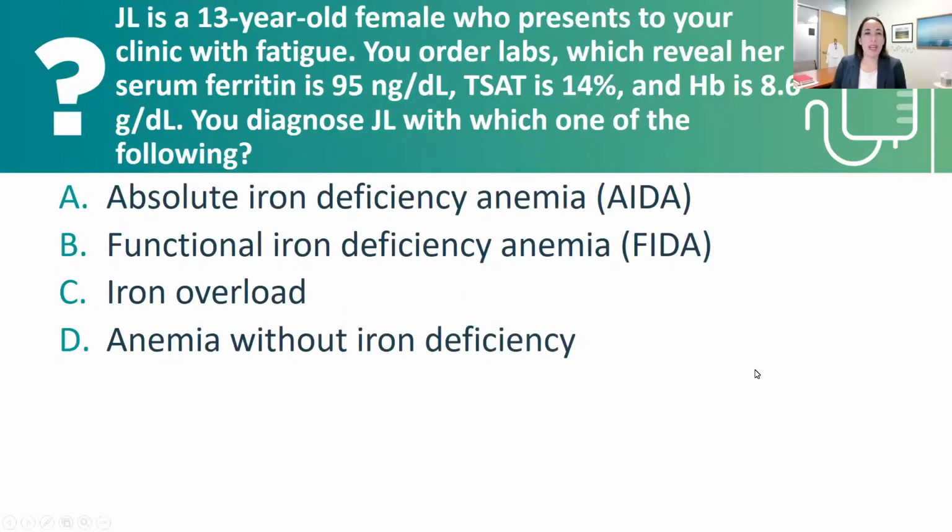Next question. JL is a 13-year-old female who presents to your clinic with fatigue. You order labs which reveal her serum ferritin is 95, her transferrin saturation or TSAT is 14%, and her hemoglobin is 8.6. You diagnose JL with which one of the following?